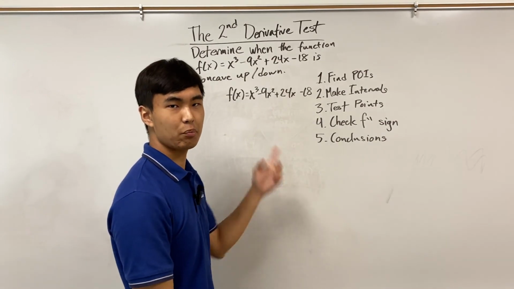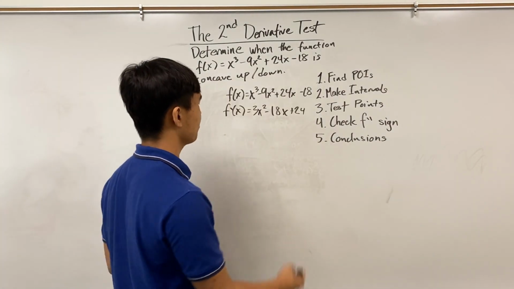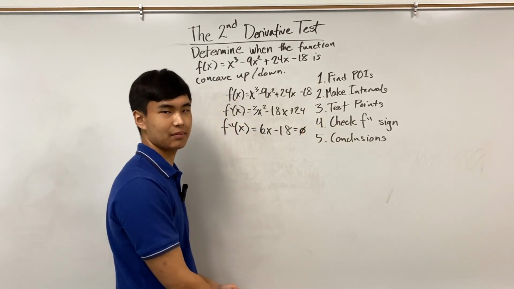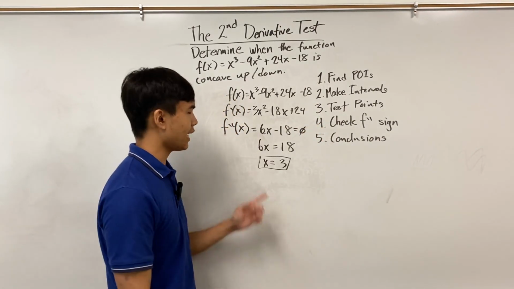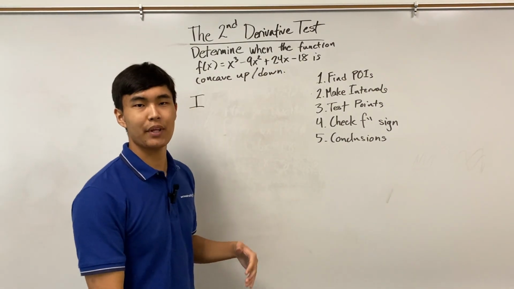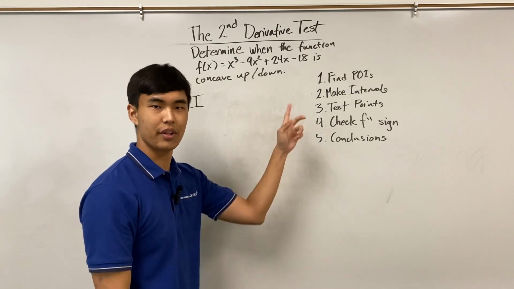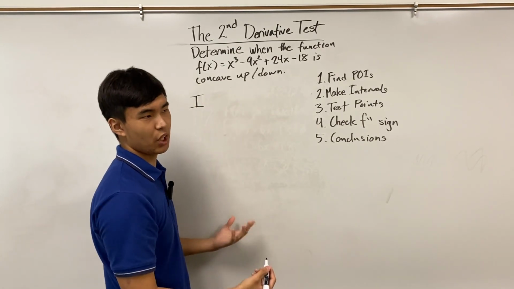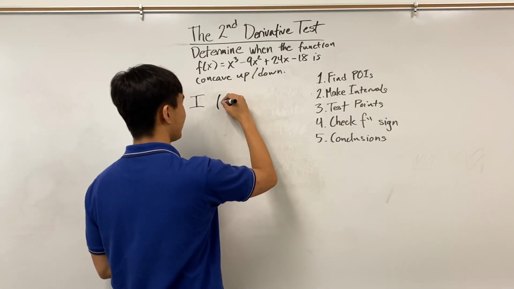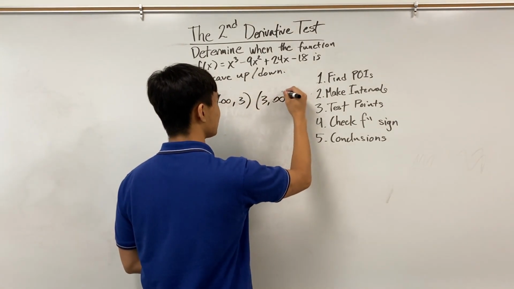We begin by finding our points of inflection, and we do that by finding the second derivative. Here's our first derivative, and here's our second derivative, and we set this equal to 0 and solve for x. I add 18 to both sides. We see that x equals 3 is the only POI of the function. Now we're going to make our intervals, and just like how we cut up the number line using our critical values in the last video, we're going to do the same thing, but with our POIs. We only have one POI, which is x equals 3, so there's going to be two intervals: first going from minus infinity to 3, and the second going from 3 to positive infinity.